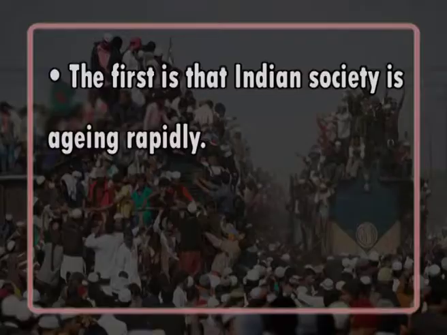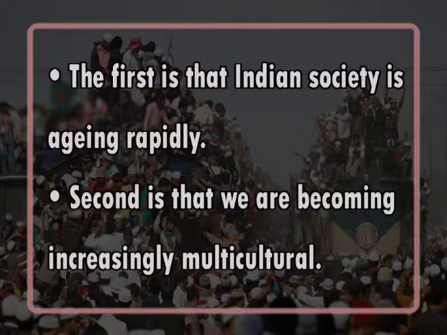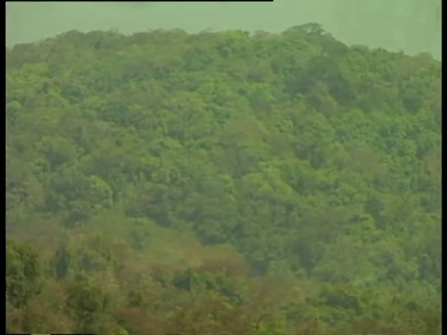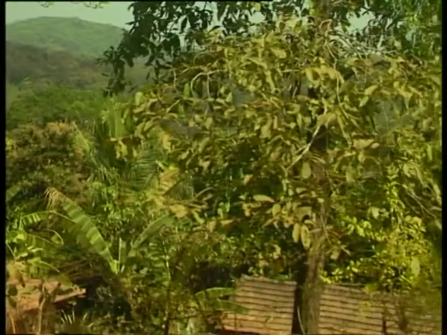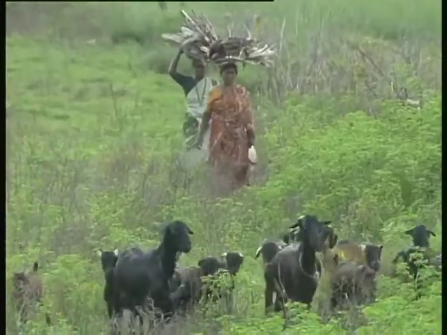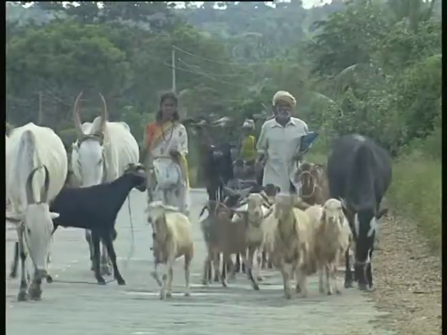Apart from the level of population growth, the two most prevalent population trends in India relate to immigration and demographic changes. The first is that Indian society is aging rapidly, and the second is that we are becoming increasingly multicultural. The significance of these two population trends for India's environment will be extremely far-reaching in years to come. In terms of the physical environment, these changes will directly or indirectly affect our patterns of natural resource consumption and therefore the conservation of our natural ecosystems.